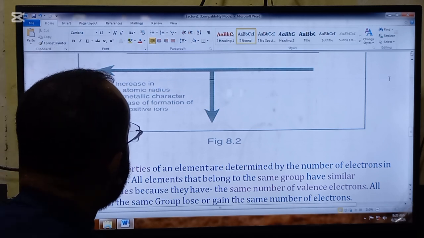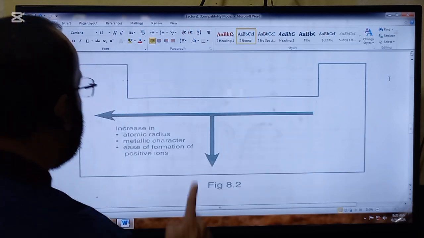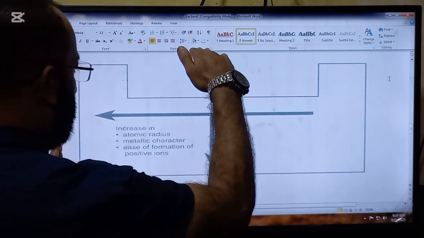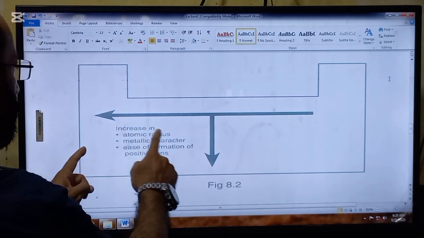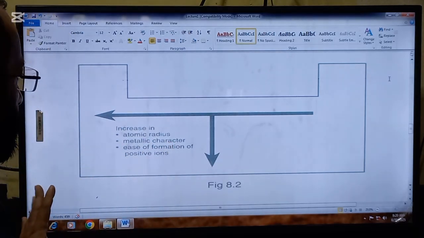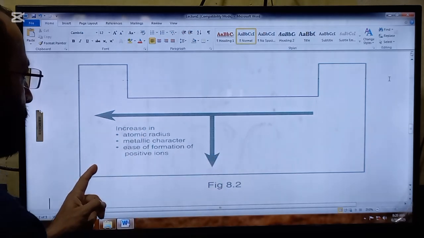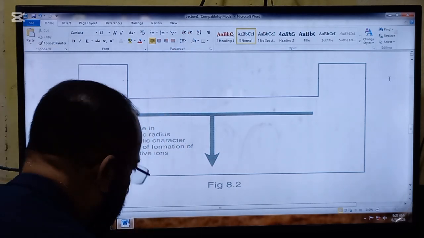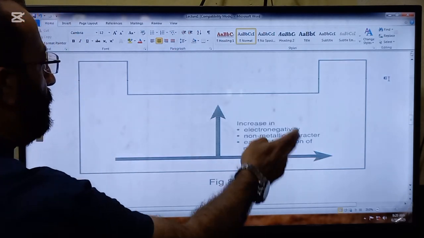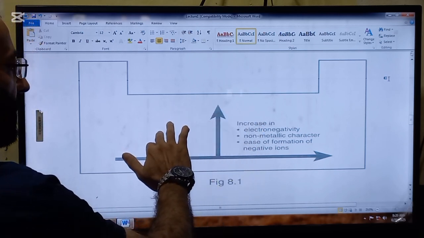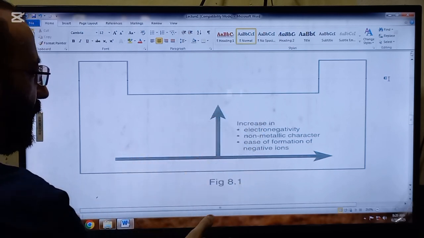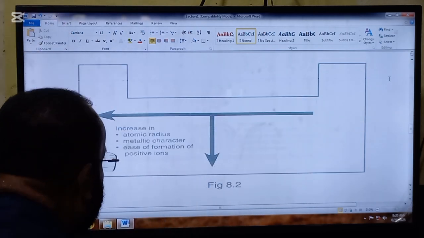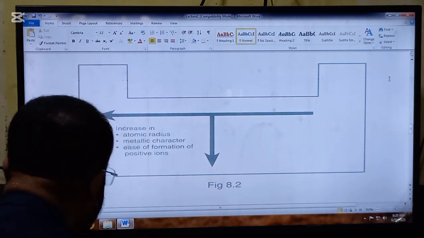Okay, here is another figure, 8.2. If you move from right to left in a period or from upper to lower in a group, there will be an increase in atomic radius, an increase in metallic character, and ease of the formation of positive ions. So these are the very reverse properties of the previous ones. If you have learned those, these will be the reverse of those properties, because here you move from up to low and from right to left. So these are the properties.